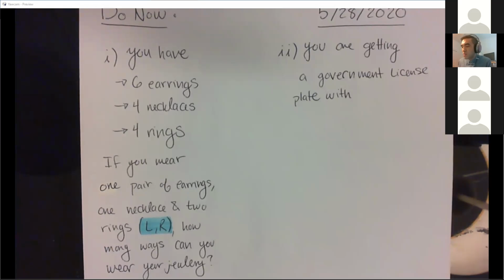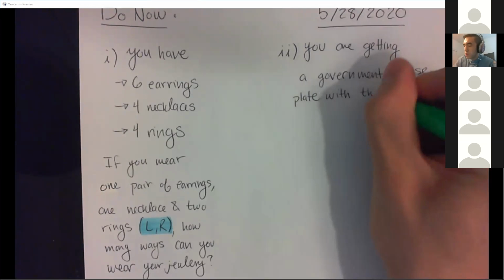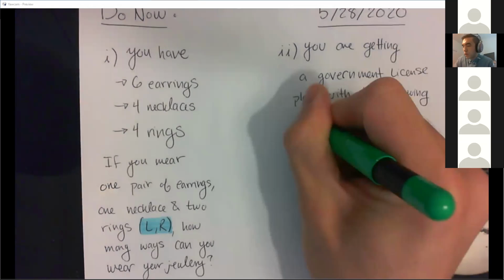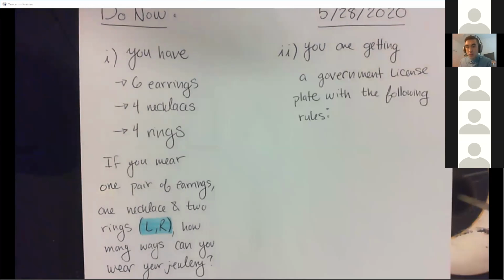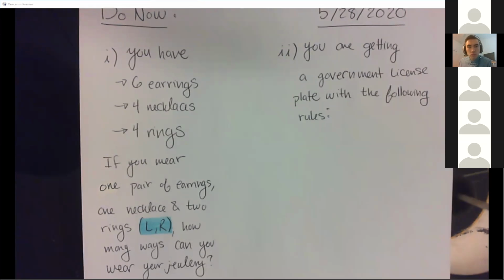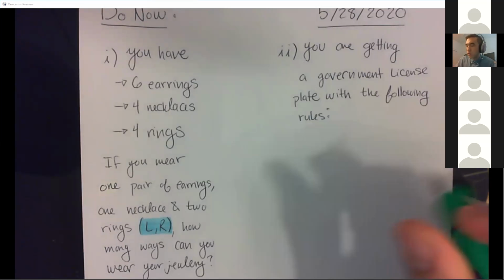And then in item number 2, you are getting a government license plate with the following rules, just because different states do license plate arrangements differently. And you can also get special license plates for various reasons. Certain government jobs will come with special license plates that are like California exempt or whatever, or even being a veteran gets you a special plate, or being a past Olympian gets you a special plate. Nonetheless, here are the rules for this special government license plate that you are being issued.